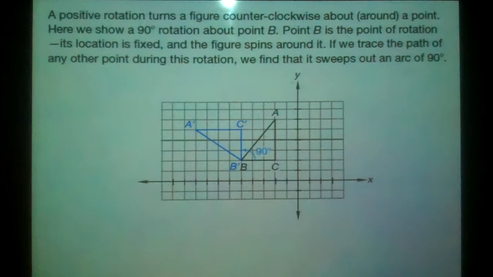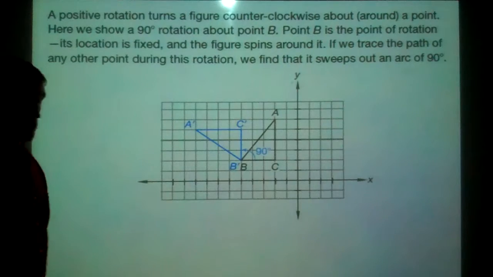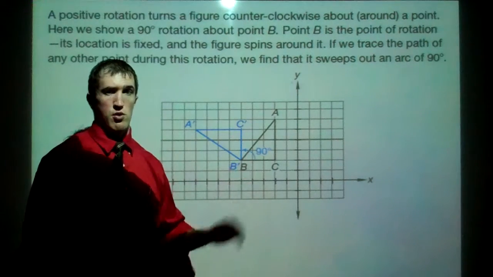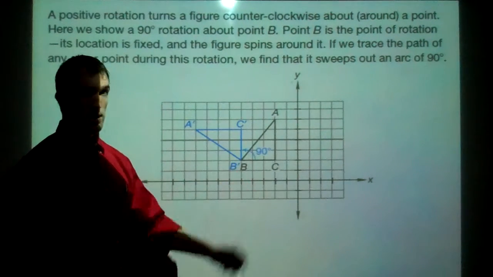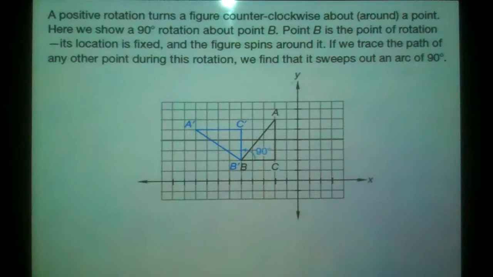But we want them to know that if we were to trace our path at any other point during this rotation, we find it sweeps out an arc of 90 degrees. That's what they're showing right here, a 90-degree turn. So you can't do a rotation unless you have a fixed spot to rotate around, and in this case it is B. So mostly we're just going to want to be able to identify what a rotation is.